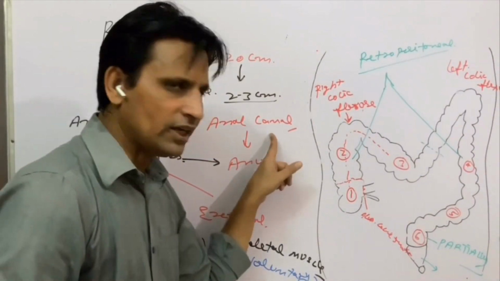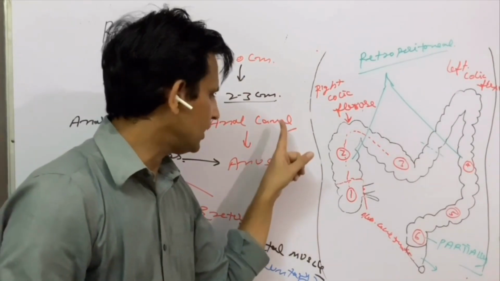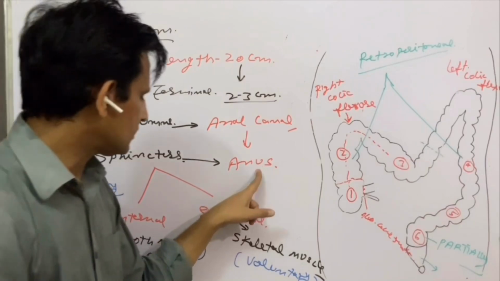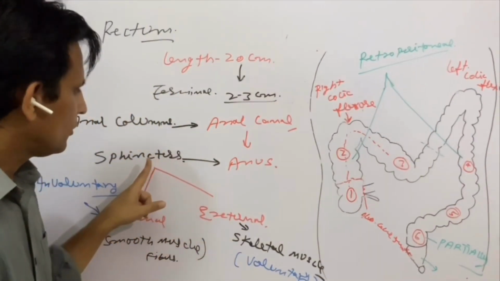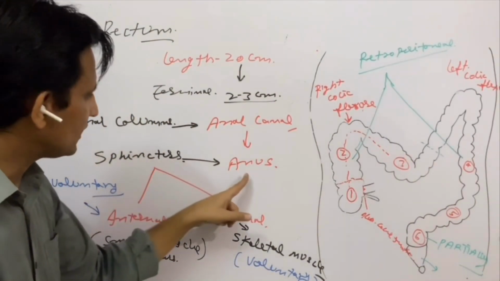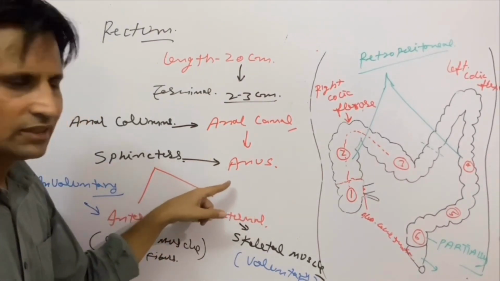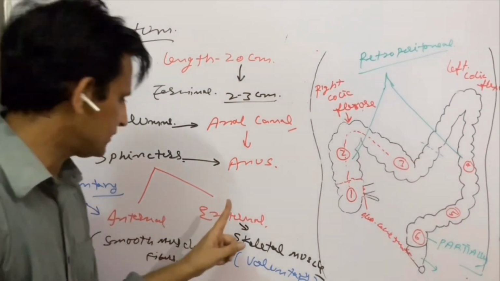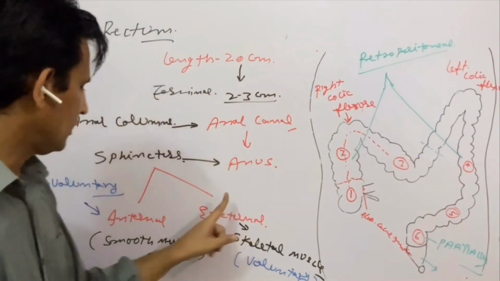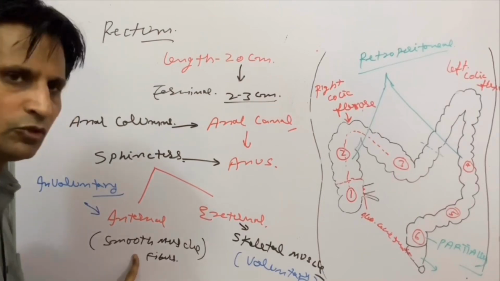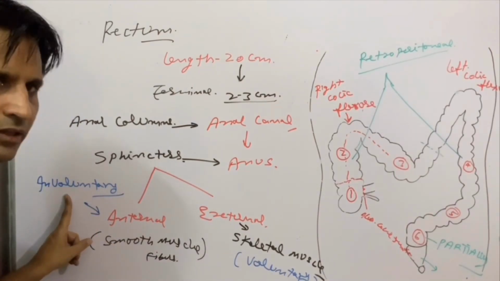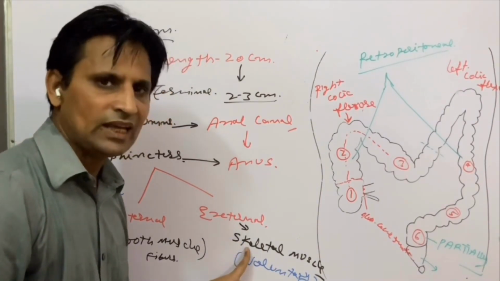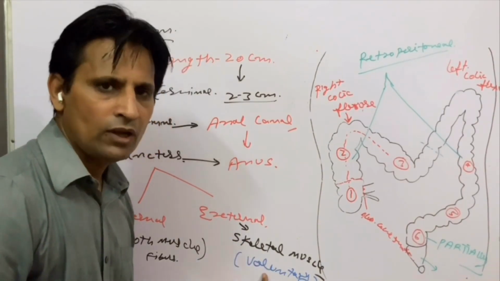The exterior opening of the anal canal is known as the anus, and this anus is guarded by two sphincters. One is the internal sphincter and the second one is the external sphincter. The internal sphincter is made up of smooth muscle, that's why it is involuntary, and the external sphincter is made up of skeletal muscle, that's why it is voluntary.